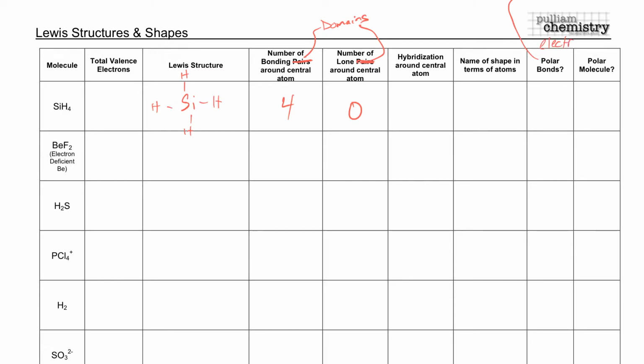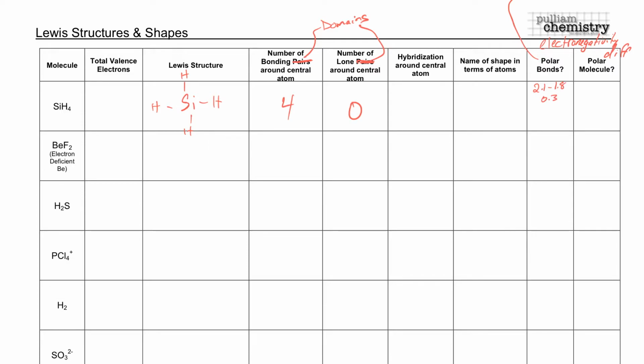electronegativity difference. And I know in some books it says that if the electronegativity difference is greater than 0.4, then the bond is polar. And that's a decent cutoff. It's a little bit arbitrary. And so in SiH4, hydrogen is 2.1 and silicon is 1.8, so we get a 0.3 difference.